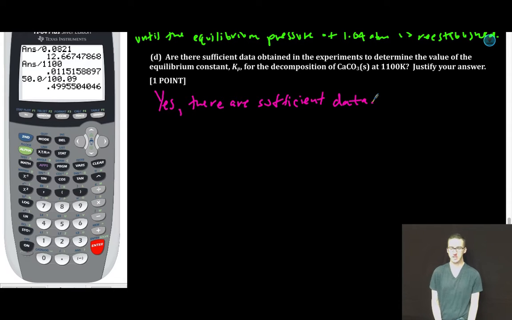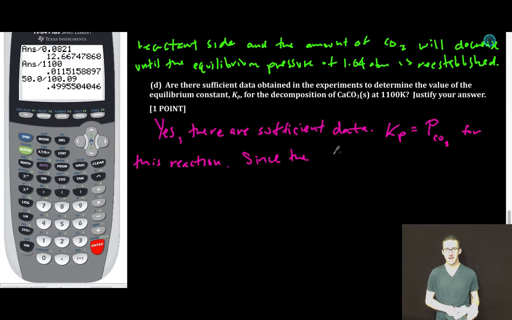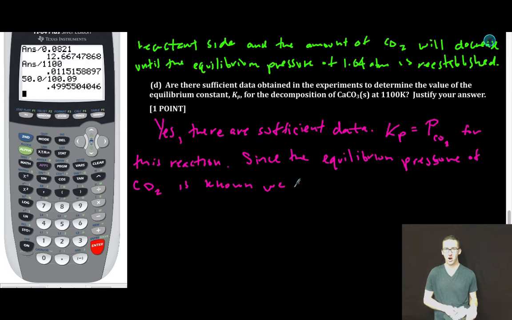Answered it. Let's explain. Kp equals the partial pressure of CO2 for this reaction. It's the only gaseous or aqueous species in this equation. Therefore, it's the only thing that's going to be included in our equilibrium constant expression, Kp. Since the equilibrium pressure of CO2 is known, we also know the value of Kp, 1.04. Done.